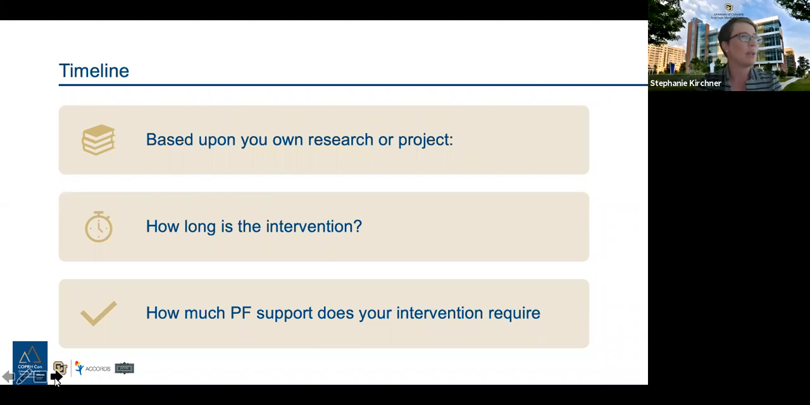I think it's also obviously really dependent on funding opportunities and also whether you're planning on doing virtual versus in-person practice facilitation. So these are all things that we think about when designing a timeline for practice facilitation.